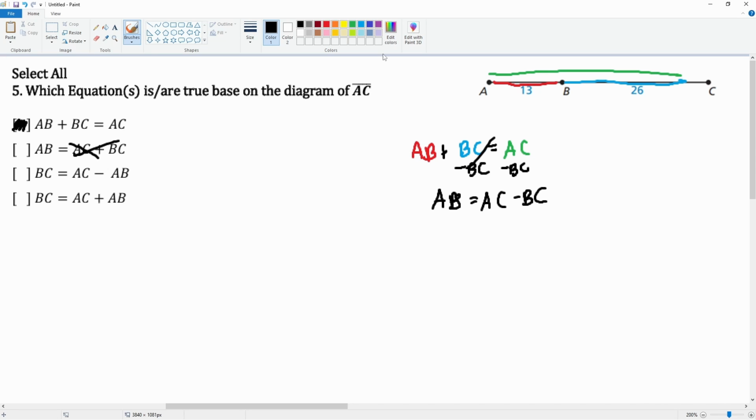What happens if we solve for BC? Let's go back. So it looks like AB plus BC is equal to AC. To get BC alone, we're going to subtract AB, so BC is going to be equal to AC minus AB. That is correct. And that means the third one is incorrect. The fourth one is incorrect.